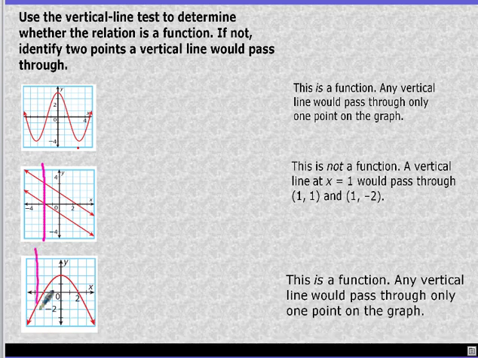Last one. Again, even though these ends look like you might be able to touch more than one point, you don't, because they are slowly changing their horizontal and vertical coordinates at each step in time. So this is also a function.